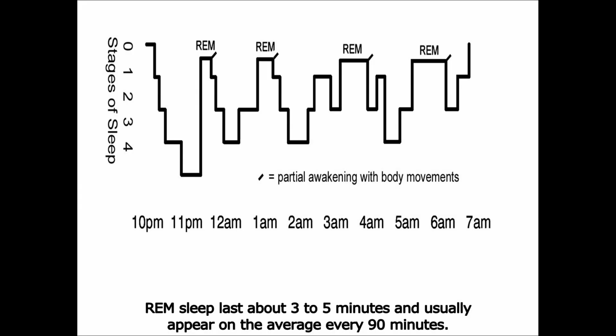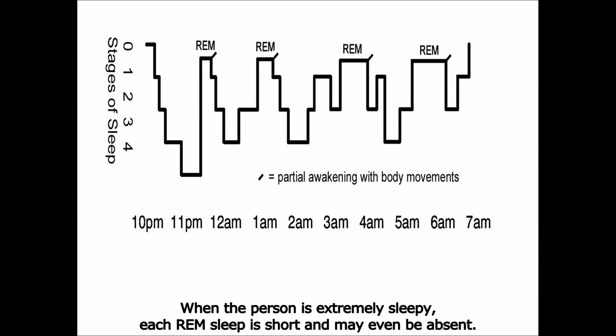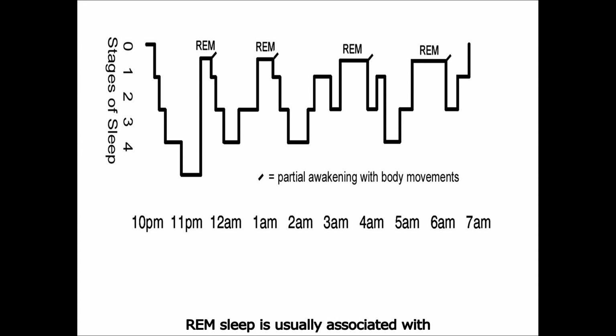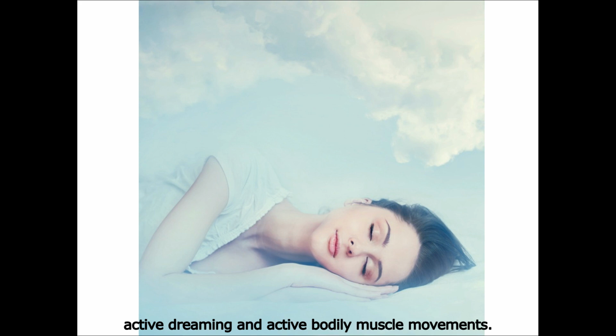REM sleep lasts about 3 to 5 minutes and usually appears on average every 90 minutes. When the person is extremely sleepy, each REM sleep is short and may even be absent. Conversely, as the person becomes more rested through the night, the durations of the REM greatly increase. REM sleep is usually associated with active dreaming and active bodily muscle movements.